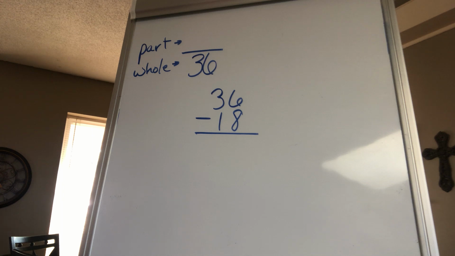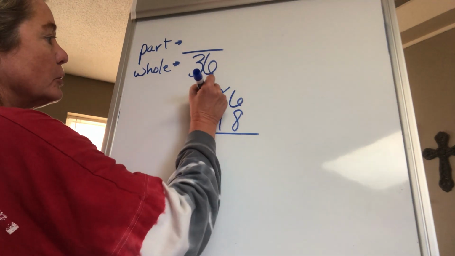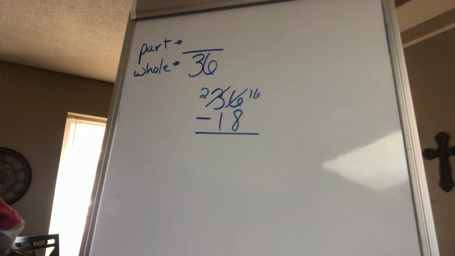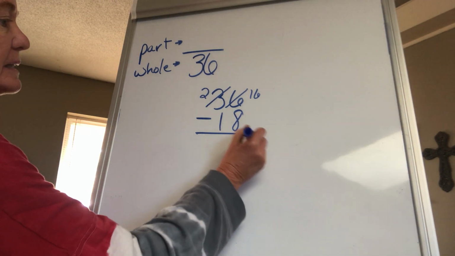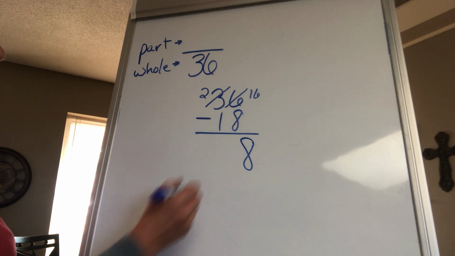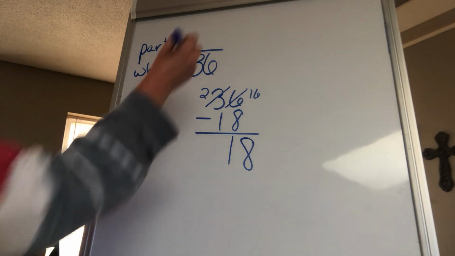Okay. So 36, and we're going to take away the 18 that he gave his sister so we can see how many he had left to give his teacher. Okay, so can't take 8 from 6, so we're going to have to borrow here, and that's going to become a 16. So 16 minus 8 is 8, and 2 minus 1 is 1, so 18. So how many did he have left to give his teacher? He had 18 of them left.